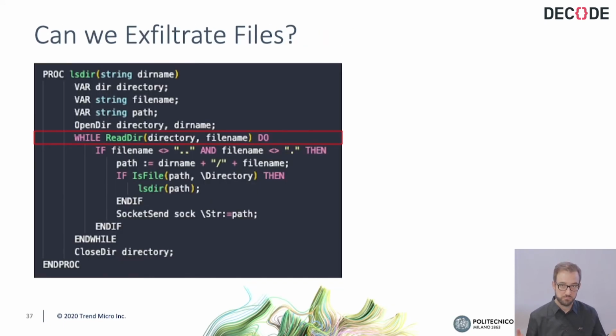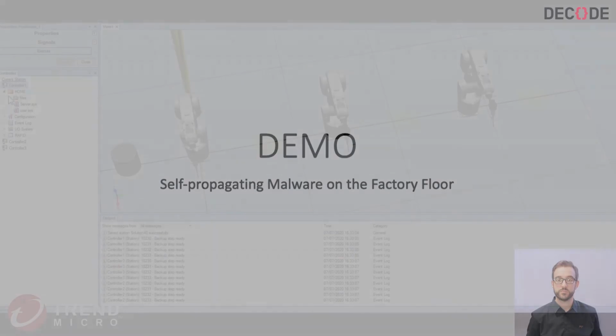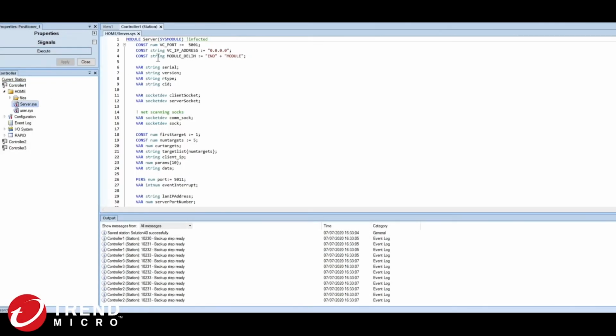Can we exfiltrate files? Yes, we can exfiltrate files because we are allowed to read files from directories even outside our scope, and we can send them out via network. So I think it looks like we have all of the ingredients, and I think it's a good time to take a look at a quick demonstration. Here you see 3 robot systems. One of them is already infected and connected to the network under the control of the attacker. The other 2 robots you can see here are not infected. This is robot number 2 from the left, and this is robot number 3.